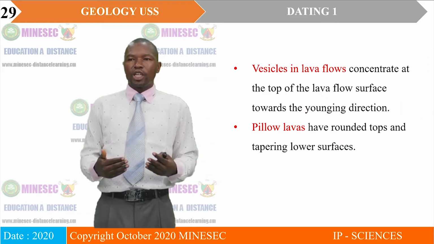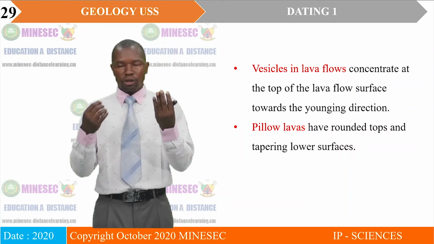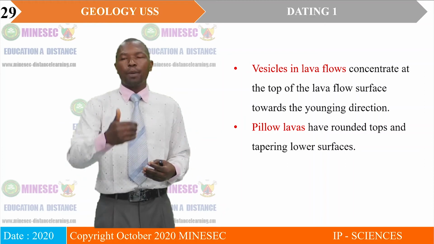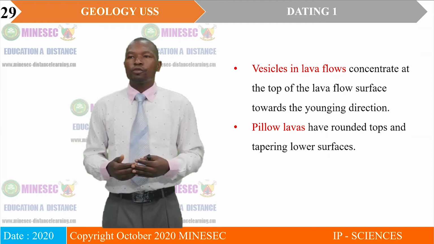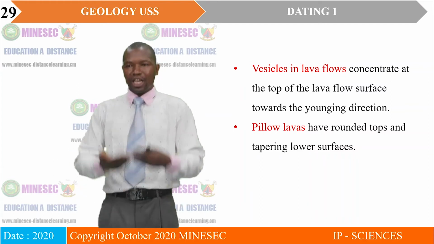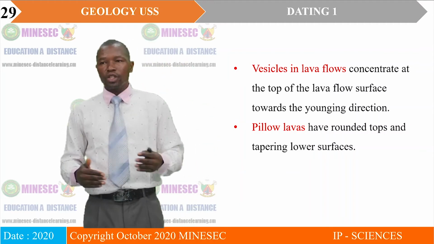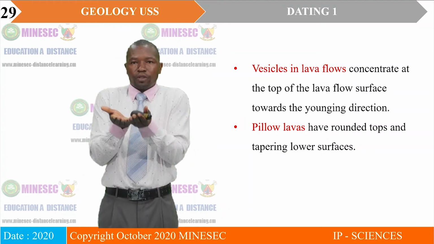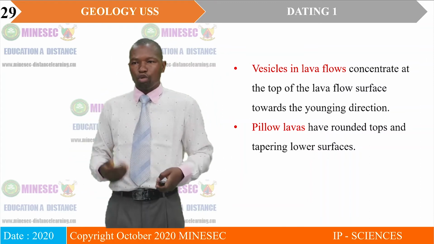We have vesicles in lava flows. Vesicles are simply those holes on the rock that are pore spaces that are allowed as a result of escape of gases that were trapped during the process of cooling. So when we see vesicles, automatically the vesicles should be younger because they should have been formed after the cooling process by escape of gases. Also, pillow lavas will have rounded tops and tapering lower surfaces. So the rounded tops will be the younger portion, while the tapering base should be the older portion.